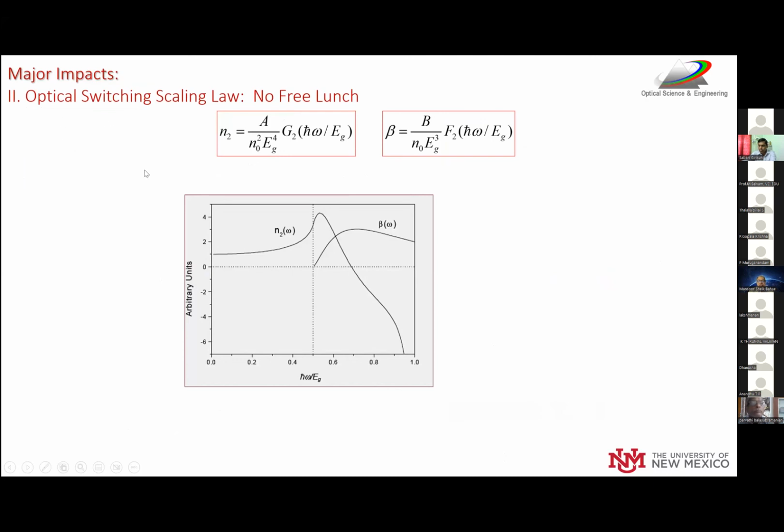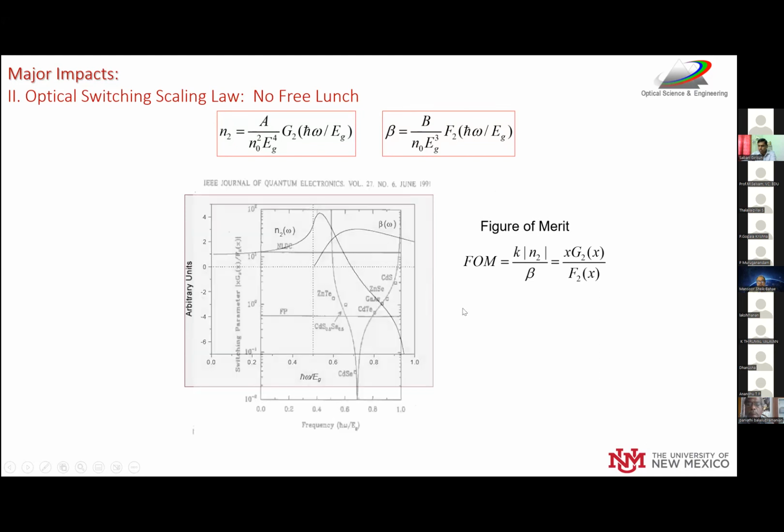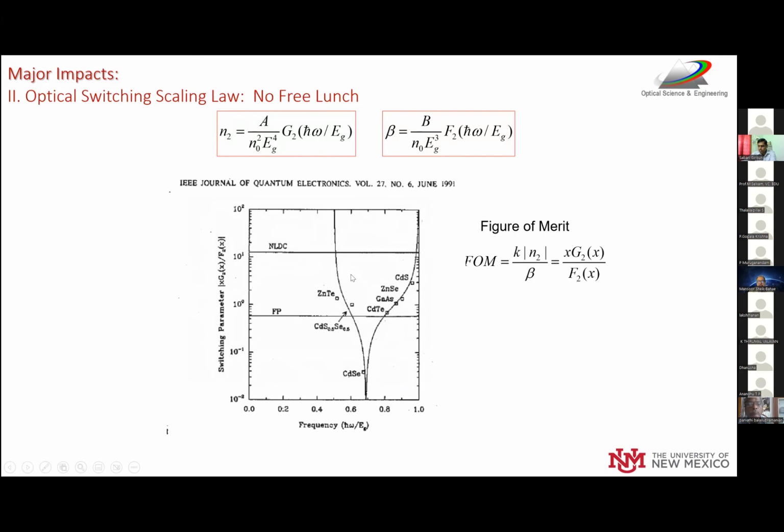Another impact was what we call optical switching scaling laws, because for optical switching, obviously, you need a very large N2. At the same time, you want a very small beta. You don't want to have losses, not only linear losses, you don't want nonlinear losses. That means the figure of merit is N2 divided by beta. If we put it in that theory, we can calculate this and fit it with the existing data. Essentially, it tells us that in optical switching, there is no free lunch.